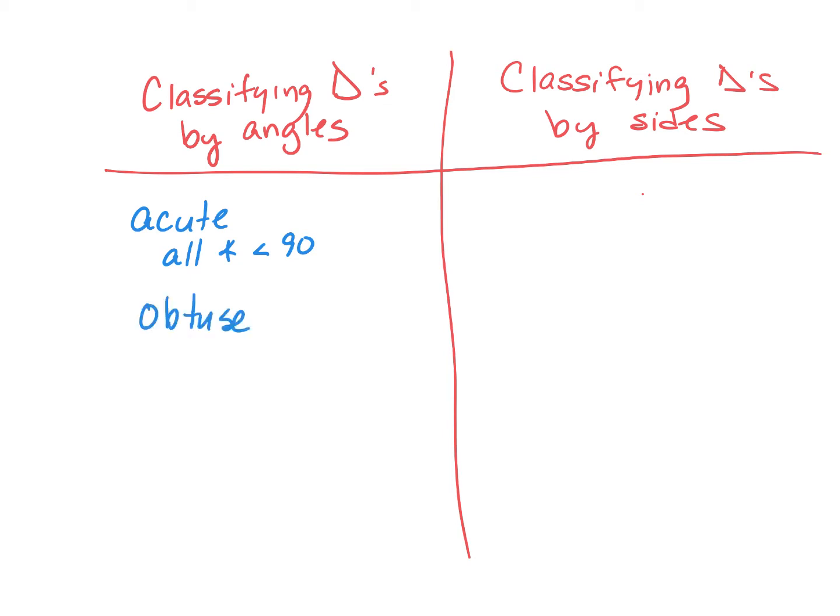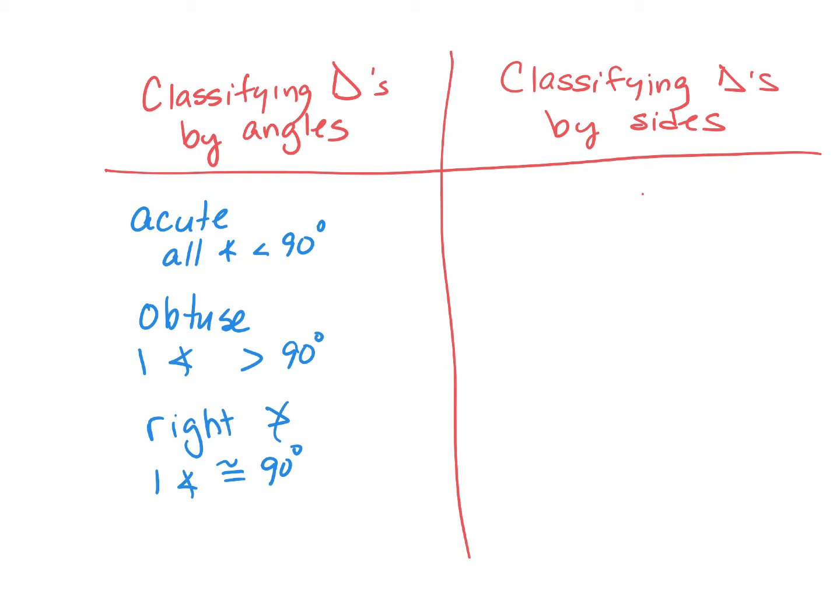So if you have an obtuse, I always think of acute as a cute little angle, so it's got all angles less than 90. Obtuse has one angle, and it can only have one angle greater than 90 degrees, okay? And the last one, anybody? So it's called a right angle, is one angle equal to 90 degrees or congruent to 90 degrees, okay?